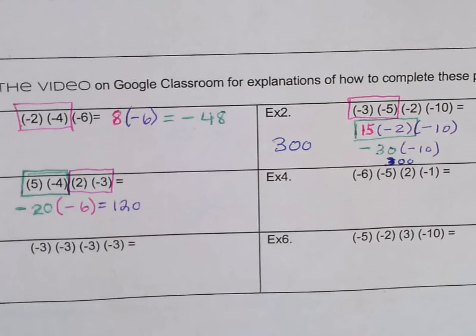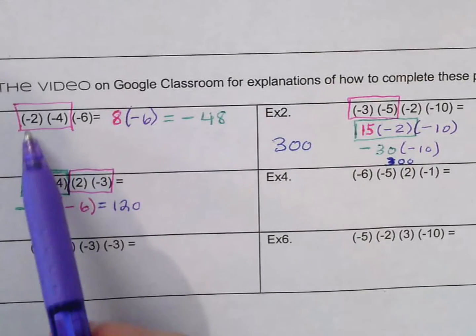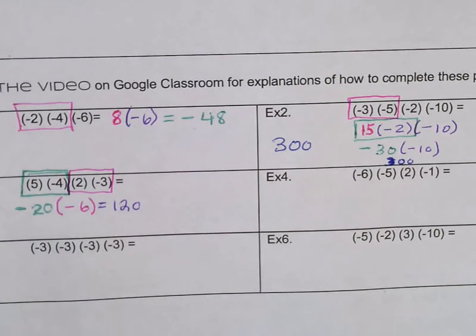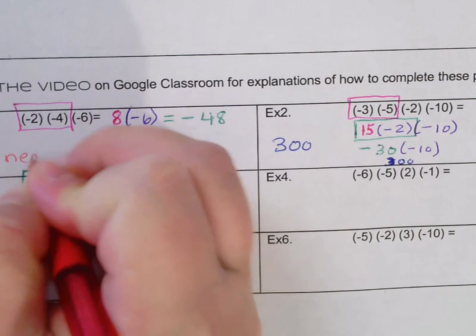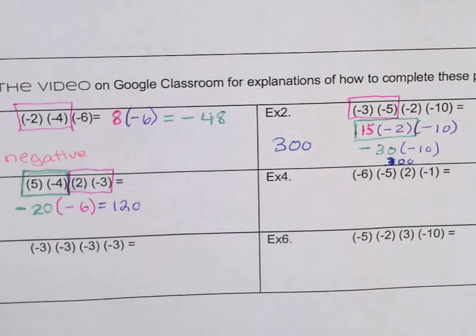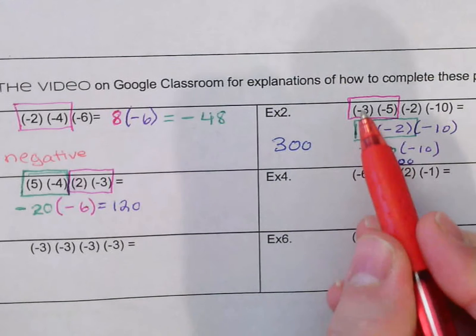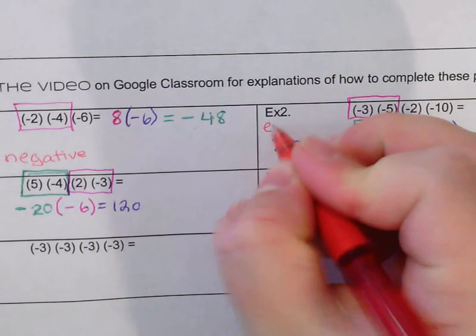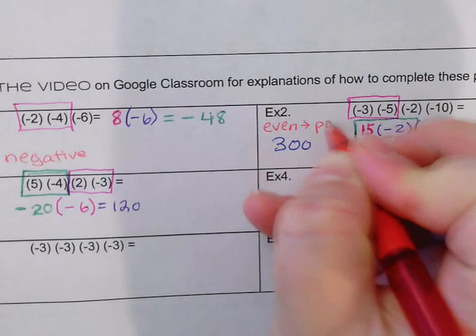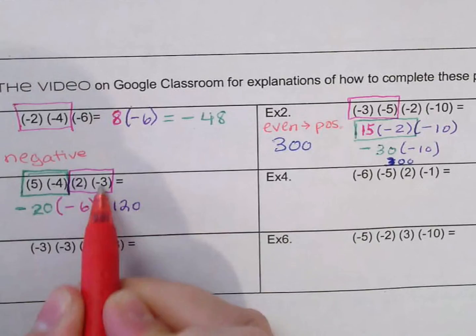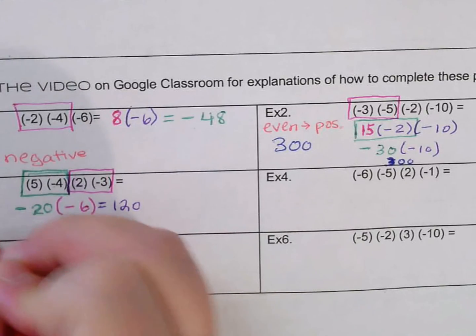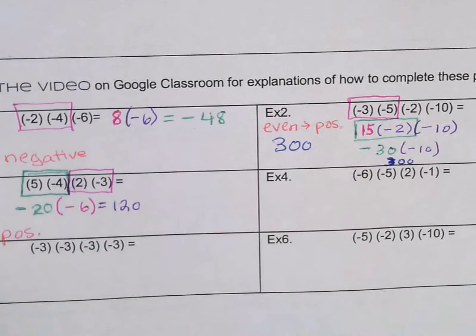Let's take a look at a shortcut for figuring out the sign of my answer. Here I had 1, 2, 3, an odd number of negative signs. And my answer was negative. In example 2, I had 1, 2, 3, 4, an even number of negative signs, and my answer was positive. Let's see if this pattern continues. Here I had 1, 2, an even number of negative signs. My answer was positive. Let's check if this pattern continues.